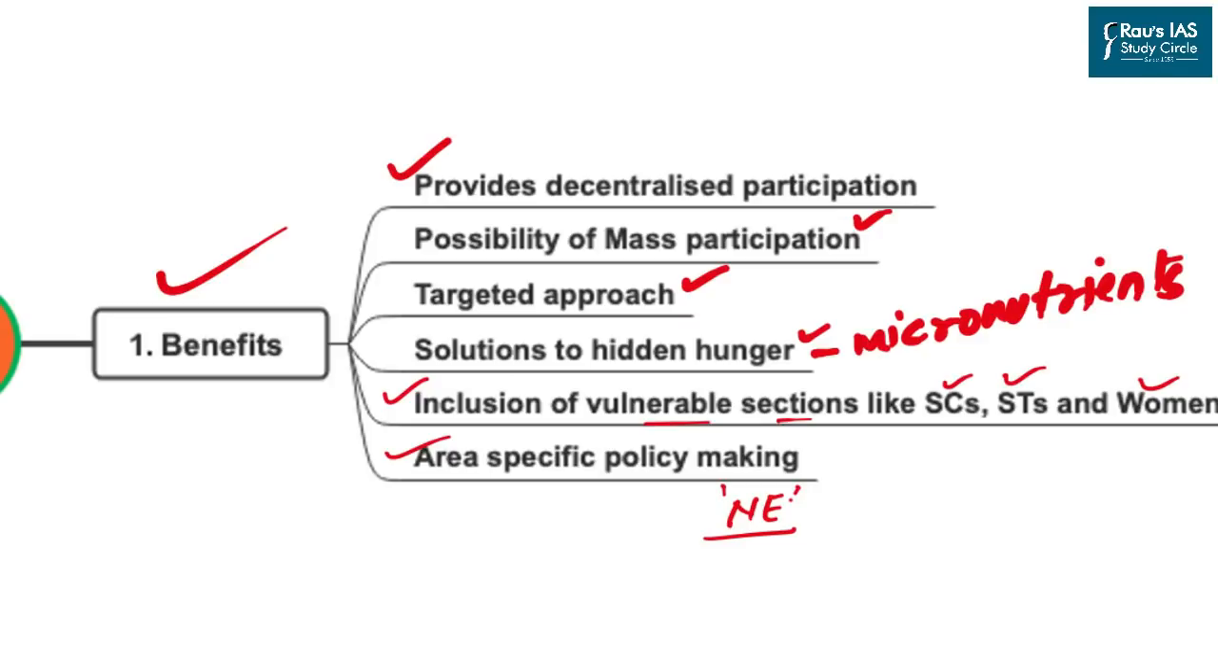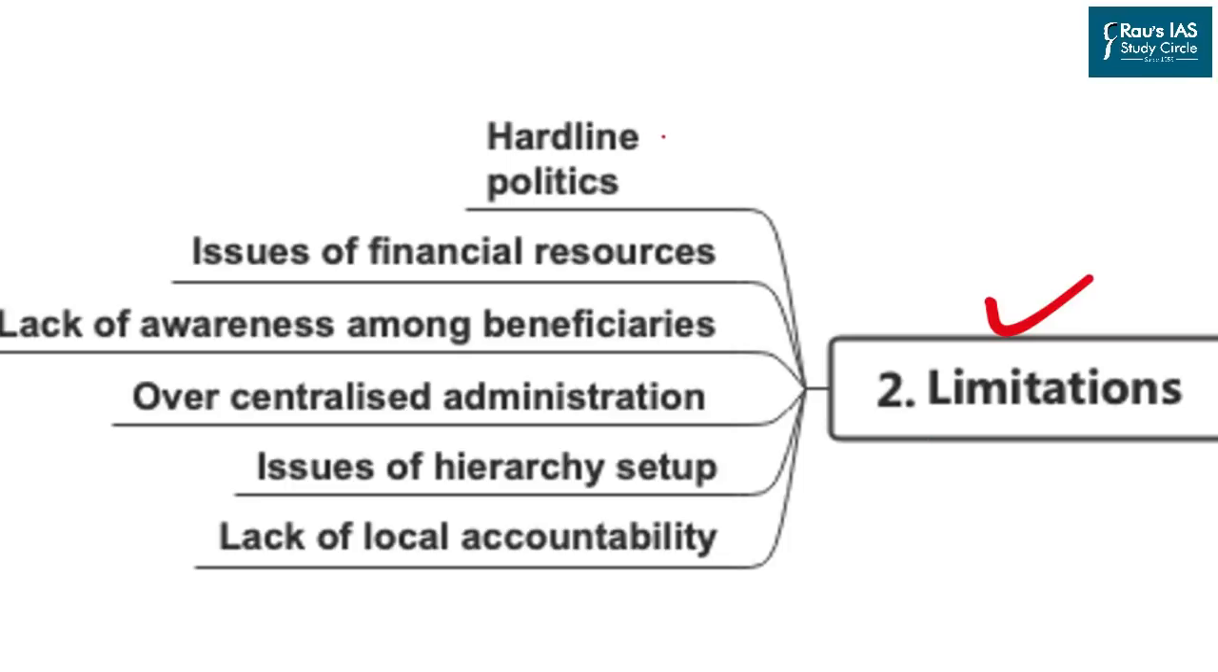Now let us look into some of the limitations of this bottom up approach. Your limitations include hardline politics because political agenda does not allow the grassroots level to make their own policies and implement them. It also includes the issues of financial resources because devolution of financial power to the lowest tier of the government has still not been materialized to the maximum level. It also goes for lack of awareness among the beneficiaries because people in the rural areas do not have the power to secure food security or ensure food security at their doorstep.